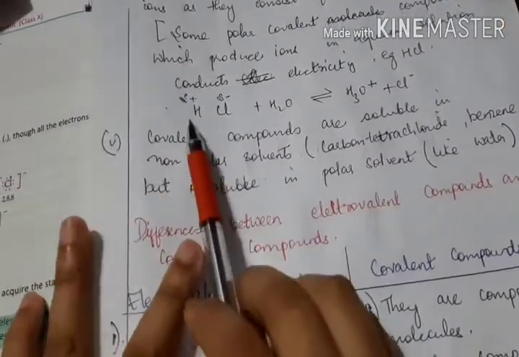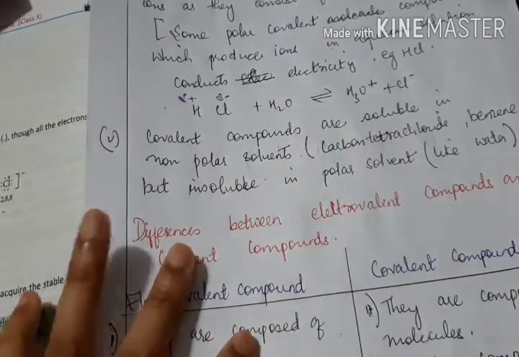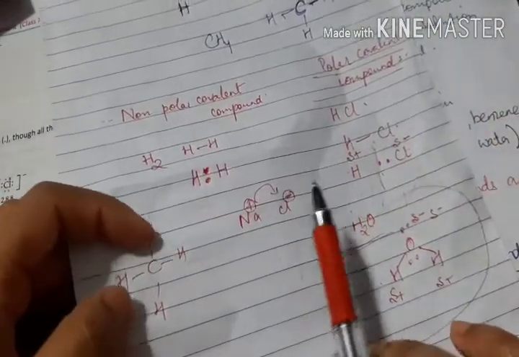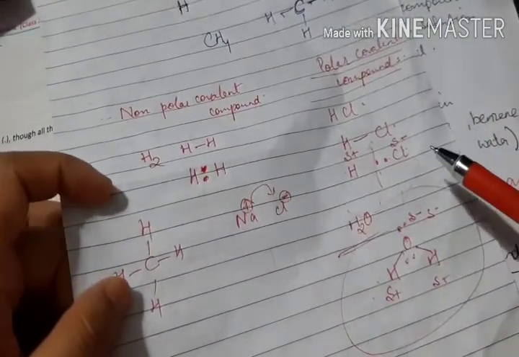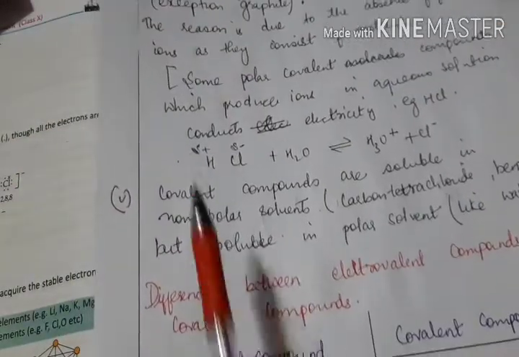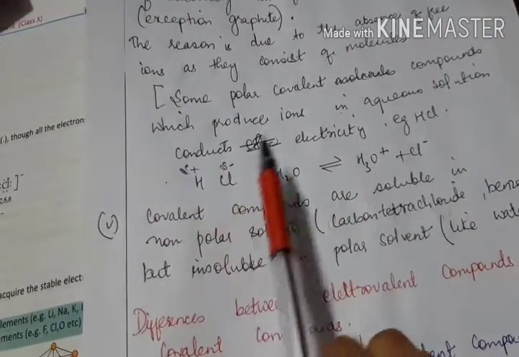So have a look, del plus, del minus in water, it will be separated. Out here it will be separated, and it will form free ions. If there are ions, what will happen? They will conduct electricity. Got it? So some polar covalent compounds can produce ions in aqueous solution and conduct electricity.